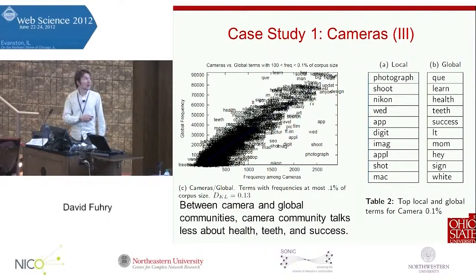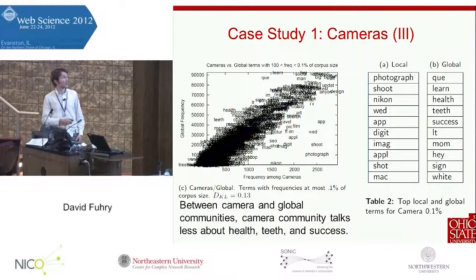So this graph shows on the x-axis the frequency for the community talking about all the cameras as a whole, basically the union of the Canon, Nikon, and Olympus communities. And again, we can see some expected results in the local domain. So they talk about photographs and shooting and weddings and things like these. And also we can see relatively infrequently they talk about terms like health and teeth and learning. And these, we think, should probably be looked into further.